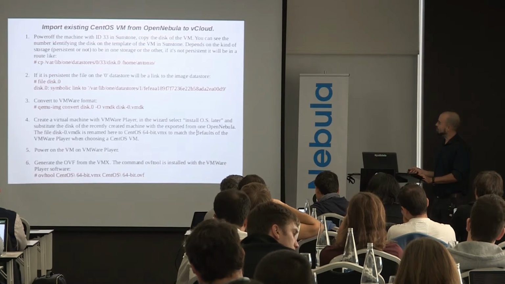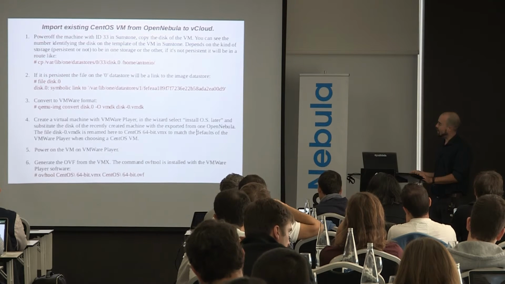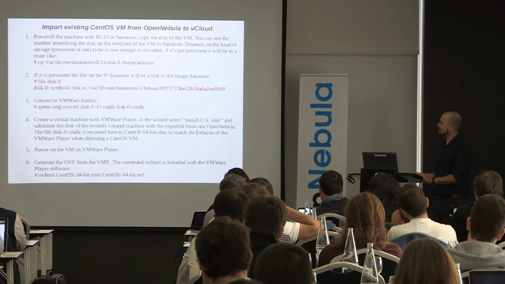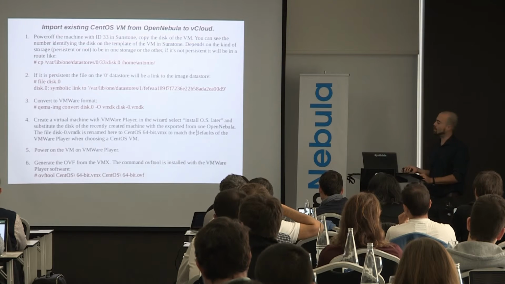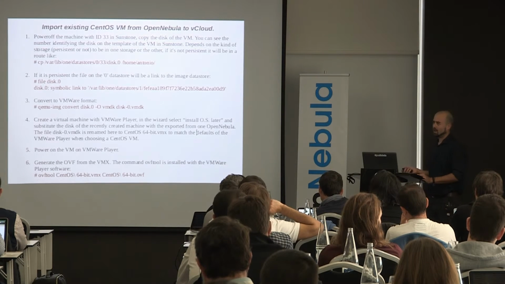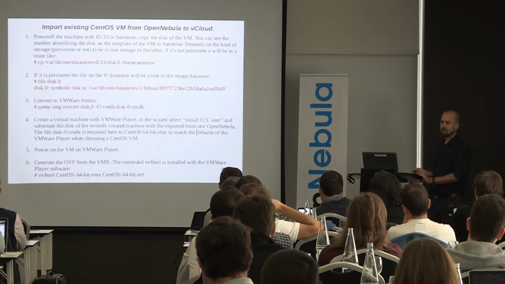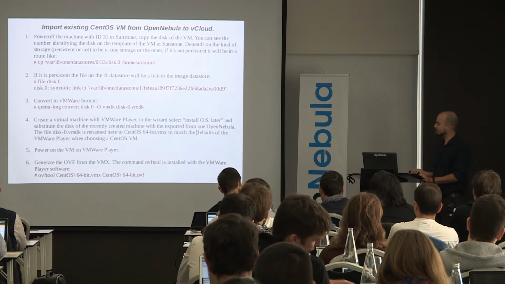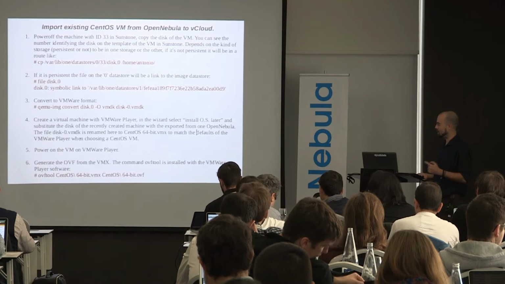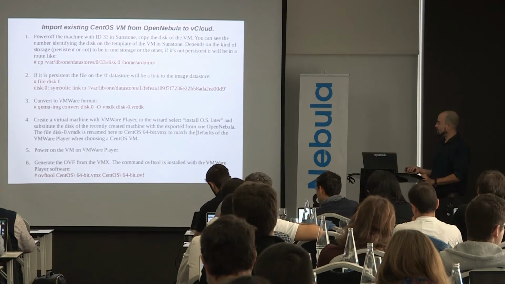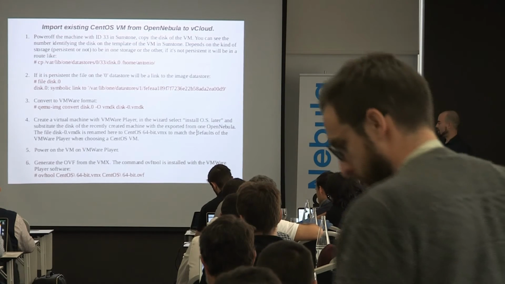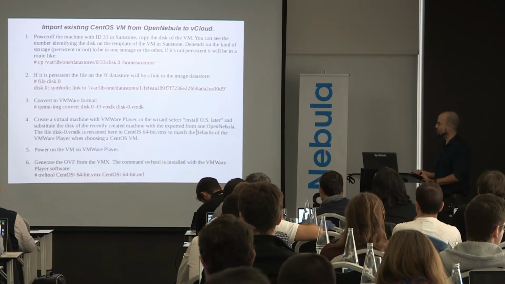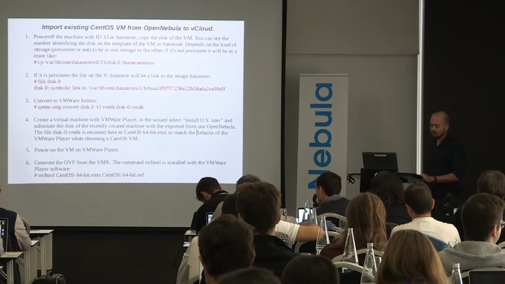You get the image from the datastore. You know, well, it's persistent, not persistent. You convert the image. You make a new VM with VMware Player, now I think it's called Workstation, and just initiate a new VM with installers later, with the disk not split in various files, just in one file. Then substitute the disk, power on the VM, and later generate the OVF with the ovftool, a command line tool that is installed along with Workstation.